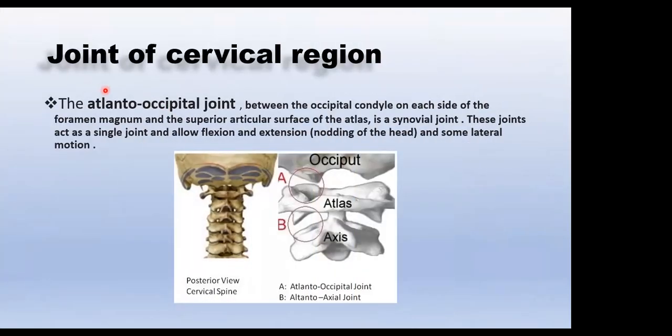Now we will talk about joints of the cervical region. From above, we have the atlanto-occipital joint. Between occipital condyle on each side of foramen magnum and superior articular surface of atlas is a synovial joint. These joints act as a single joint and allow flexion and extension, nodding of the head, and some lateral motion.